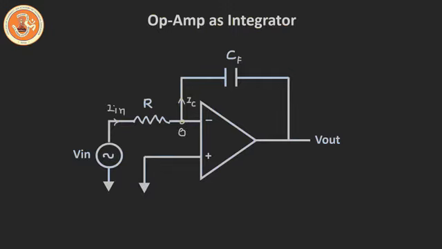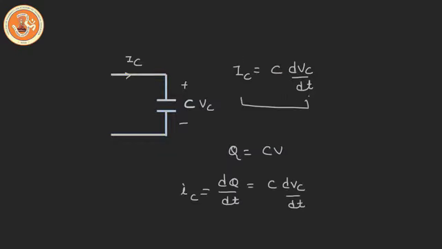So, let's apply KCL at this node. If we apply KCL, then we can write IN equal to IC, which is the current that is flowing through this capacitor CF. Now, this current IN will be equal to (VIN minus 0) divided by this resistor R, and that will be equal to this current IC. Now, if you know about the capacitor current, then the current IC can be given by the expression C times dVC/dt, where VC is the voltage across this capacitor.